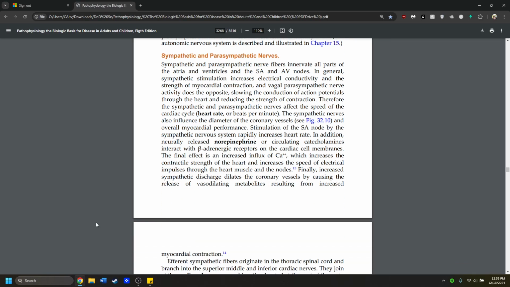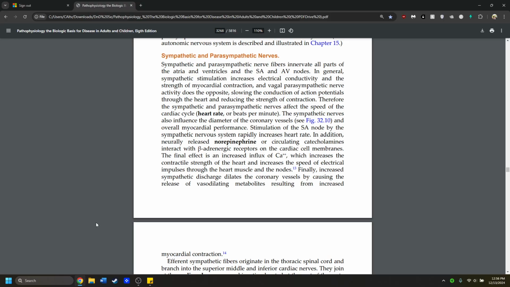Sympathetic and parasympathetic nerves. These sympathetic and parasympathetic nerve fibers innervate all parts of the atria and ventricles and the SA and AV nodes. In general, sympathetic stimulation increases electrical conductivity and the strength of myocardial contraction, and vagal parasympathetic nerve activity does the opposite, slowing the conduction of action potentials through the heart and reducing the strength of contraction.